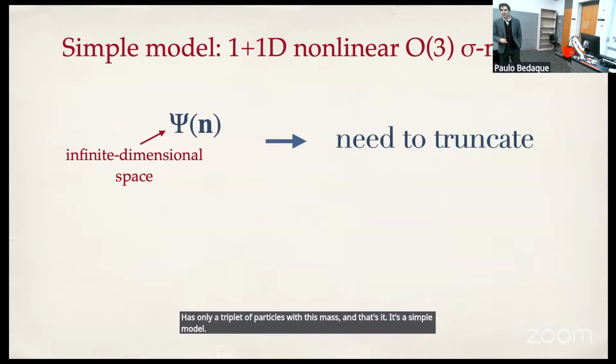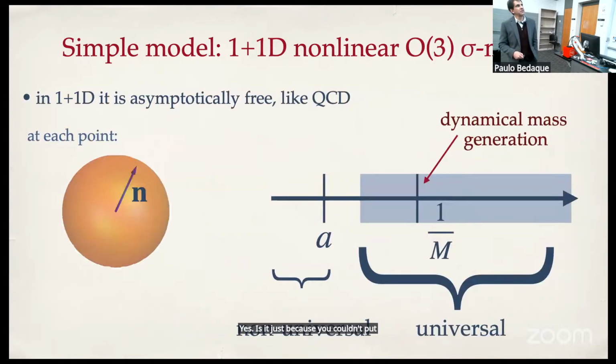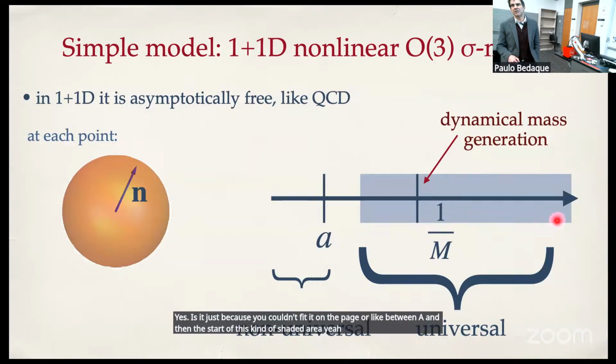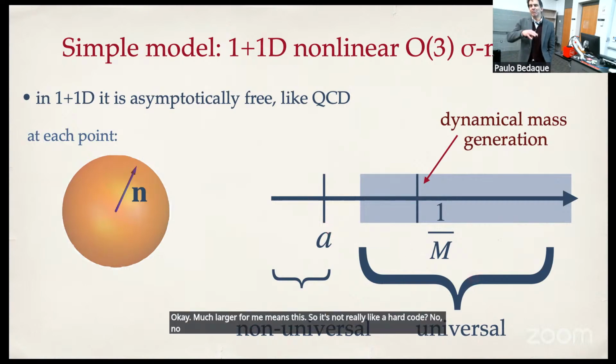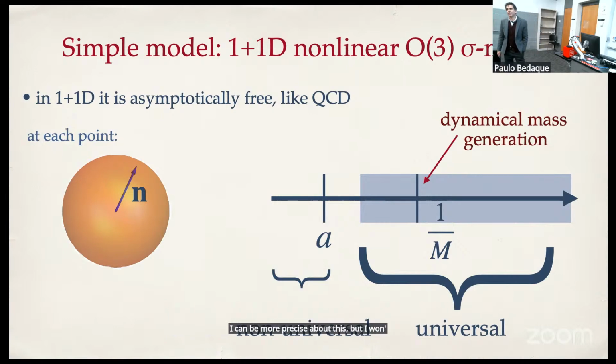Yes. Is it just because you couldn't fit it on the page, or is there a reason between A and the start of this shaded area? Actually, is there a reason for the universal behavior not going away? So it's universal for distances much larger than A. Much larger for me means this. So it's not really a hard cut. No, not at all. It gets better and better. I can be more precise about this, but I won't be. Is that what asymptotically free means? It's very much related to it, but no, we can talk about it later. It's a very subtle thing.